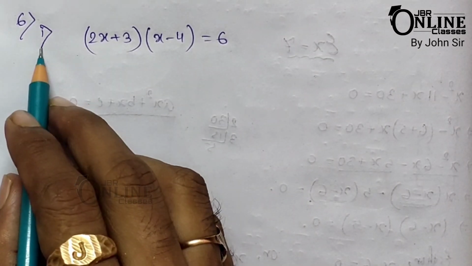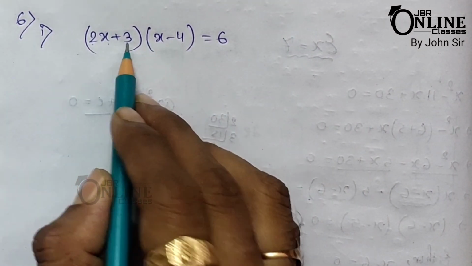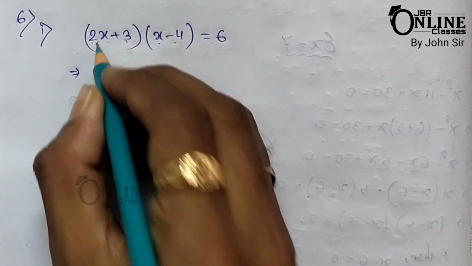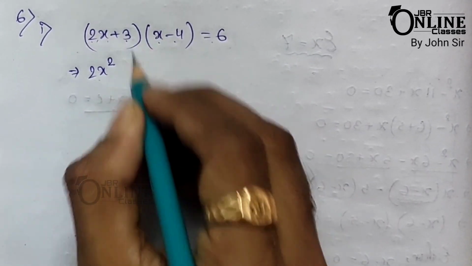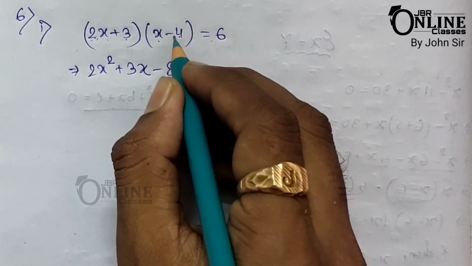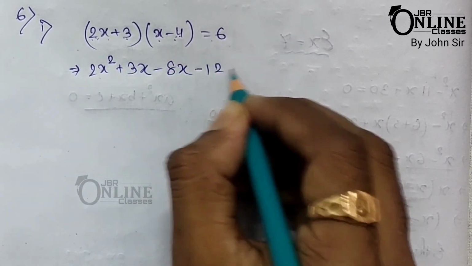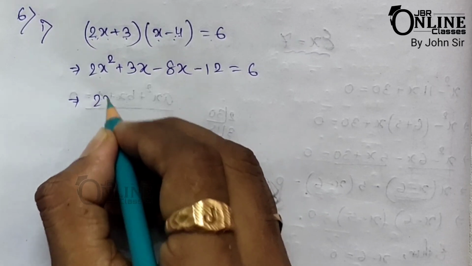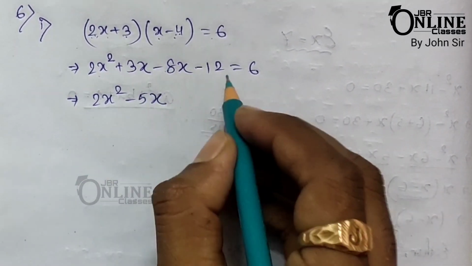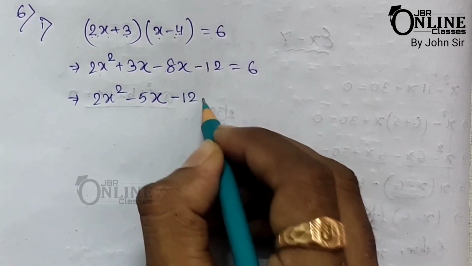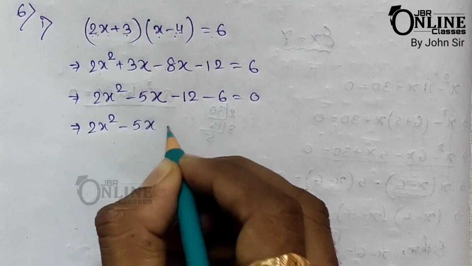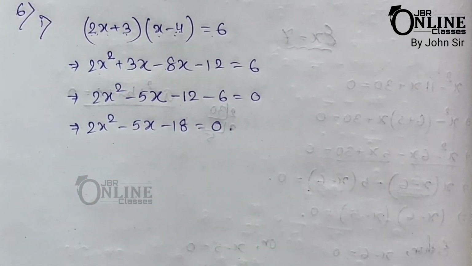Now sum number 6. In sum number 6, here 2x plus 3 multiplied with x minus 4 equal to 6. So first you have to multiply x into 2x, it's 2x square, 3 into x, it's 3x, minus 4 into 2x, minus 8x, minus 4 into 3, minus 12, and that equal to 6. So here 2x square, then 3x minus 8x becomes minus 5x, and then minus 12 minus 6 equal to 0. So finally 2x square minus 5x minus 18 equal to 0.